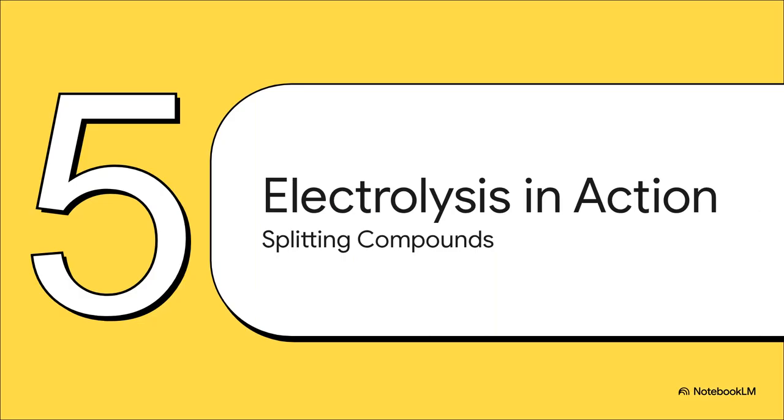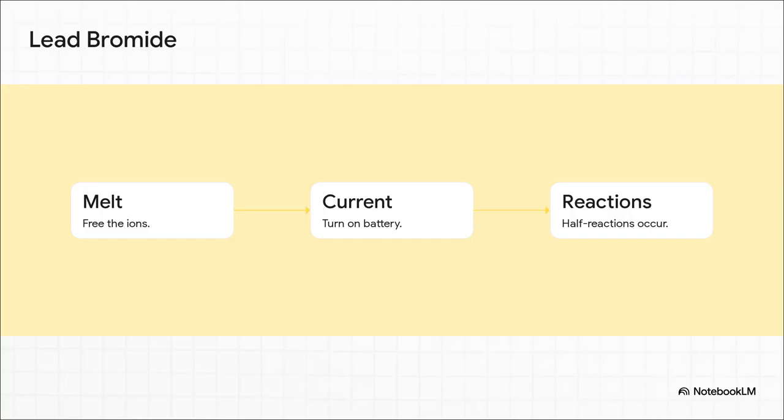Section 5. Electrolysis in action. Let's get to splitting compounds. We've built the foundation, we know the rules, now let's see exactly how we apply this knowledge to split actual materials. Let's deconstruct this methodically using lead bromide as our guinea pig. Step 1 is absolutely vital. We have to melt the solid lead bromide crystals using a continuous flame. If it stays solid, the ions are locked in a rigid grid and can't go anywhere. Melting it frees those ions so they can actually move.